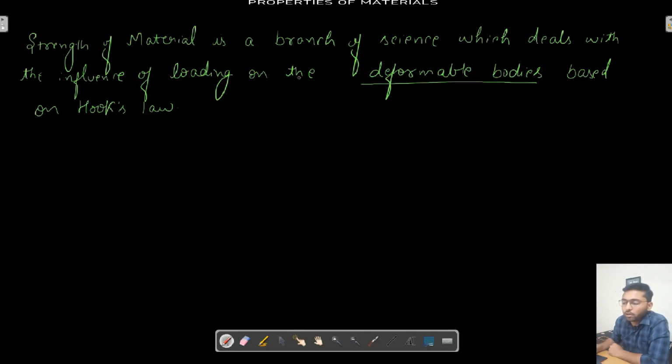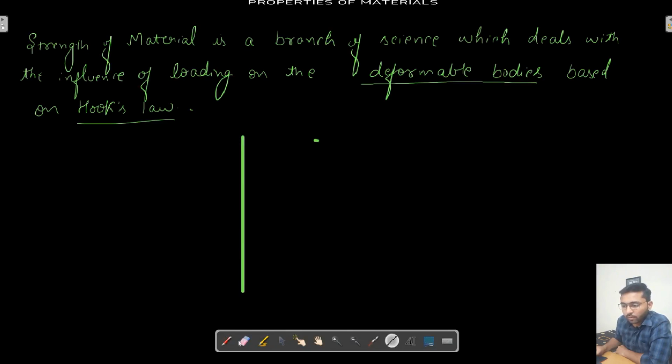So here we get two new terms. The first one is deformable bodies, and the second one is Hooke's law. And we'll be discussing both of these in our next stage. So there comes a term known as deformable body, and the other one I was comparing with was the rigid body. So first of all, let us clear the difference between deformable bodies and rigid bodies. I think it's very simple.